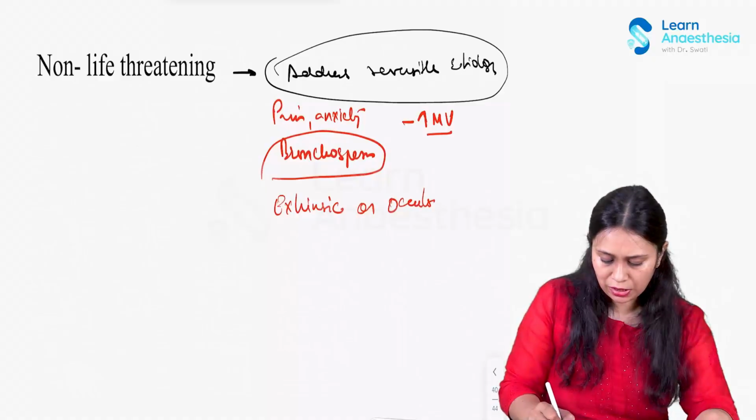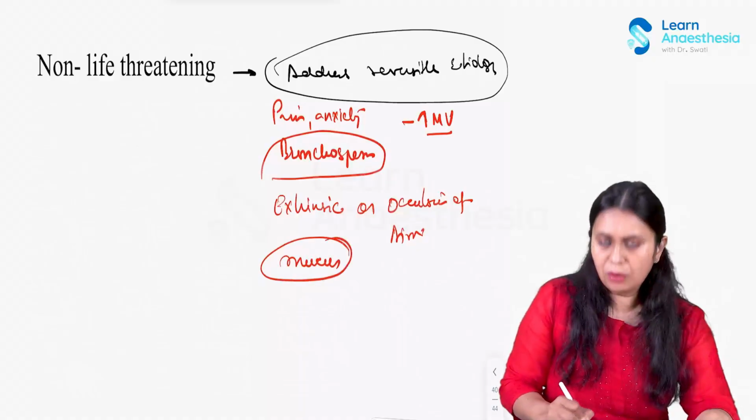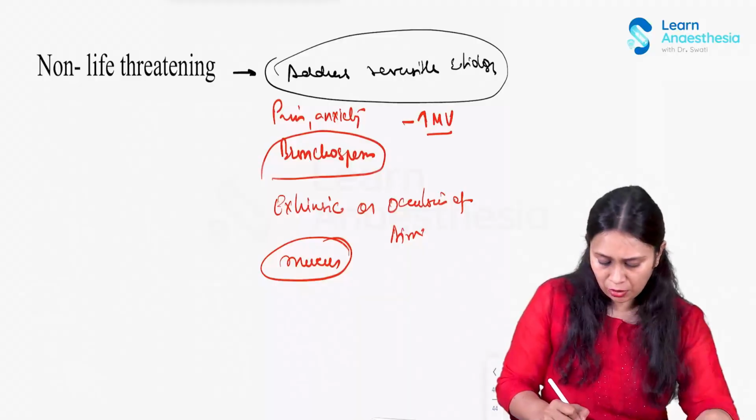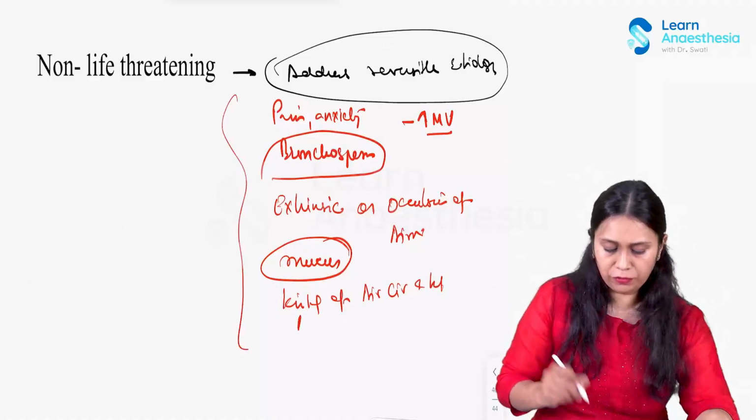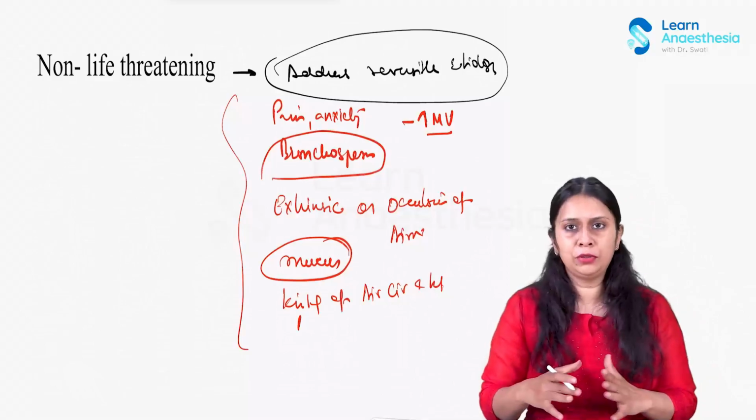Or obstruction of the airway, like by mucus. So we will do a bronchoscopy and try to clear the mucus, or look for any kinking of the airway circuit and tube. All these we have to look for, and we have to treat it.